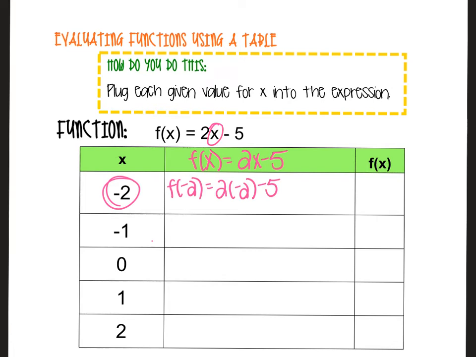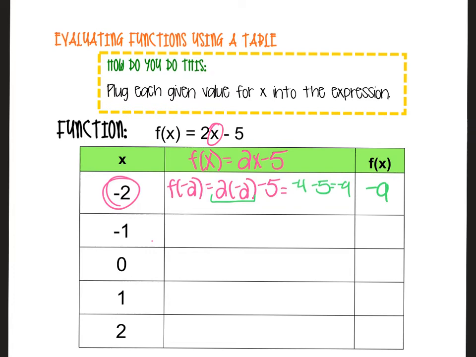So the first thing that we would do, order of operations, remember you're going to look for parentheses, exponents. We don't have any of those, but we do have multiplication. So I am going to multiply 2 times -2, which gets me -4. And then I subtract, and I get -9. So I find that my f of x would be -9 when x equals -2.